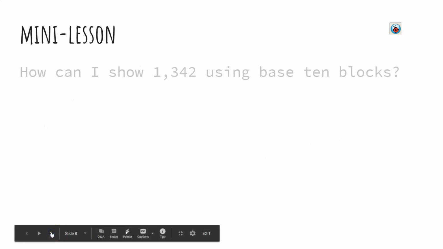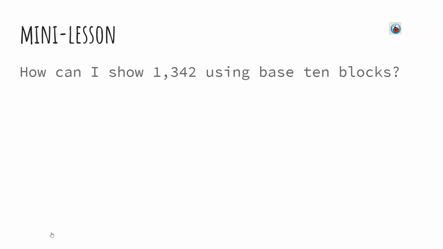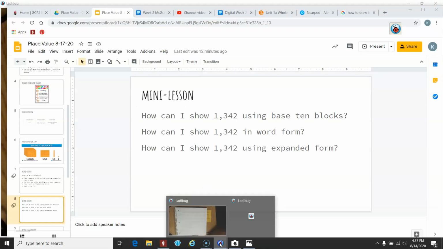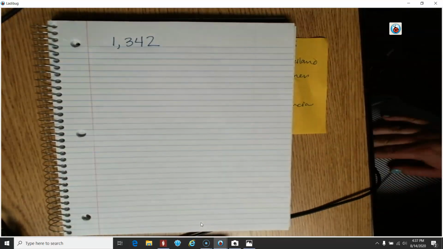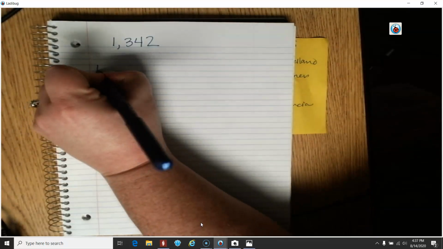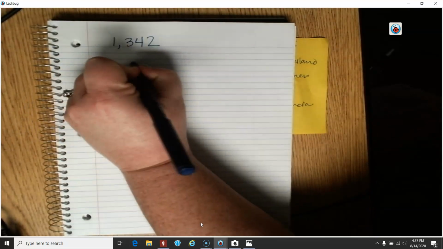Okay, so here is our question. How can I show the number 1,342 using base 10 blocks? Okay, friends, I'm going to switch over to my ladybug really quickly. So I'm going to write the number in standard form because that's what it gave me at the top of my page, okay? Now I'm going to write here base 10, and I'm going to put a little colon, 2 dots, because that's going to tell me what's coming next.